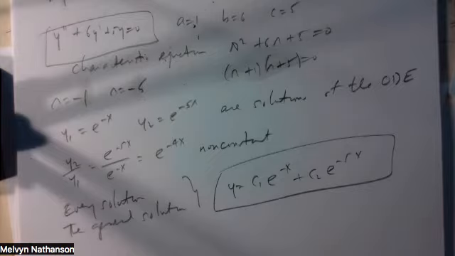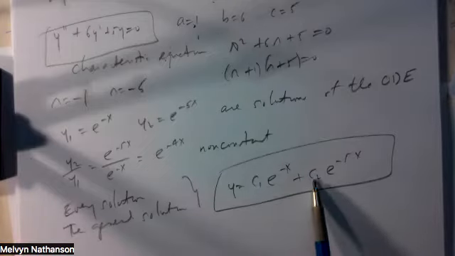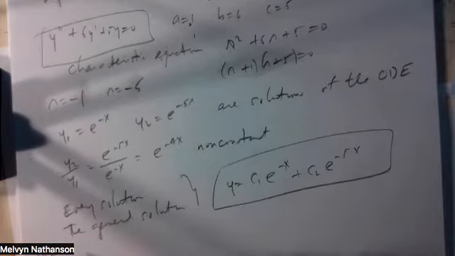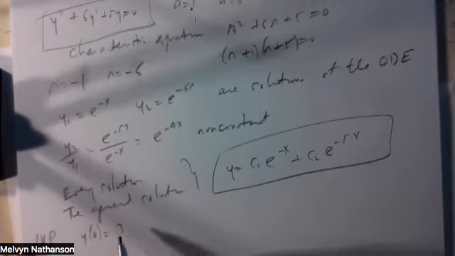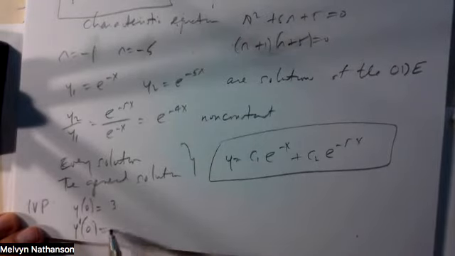And if you have an initial value problem, you can always find constants c1 and c2 that satisfy your initial values. So suppose, for example, you wanted to find the solution. You have this initial value problem. Find a solution where at x equals 0, y of 0 is 3, and y prime at 0 is -1.